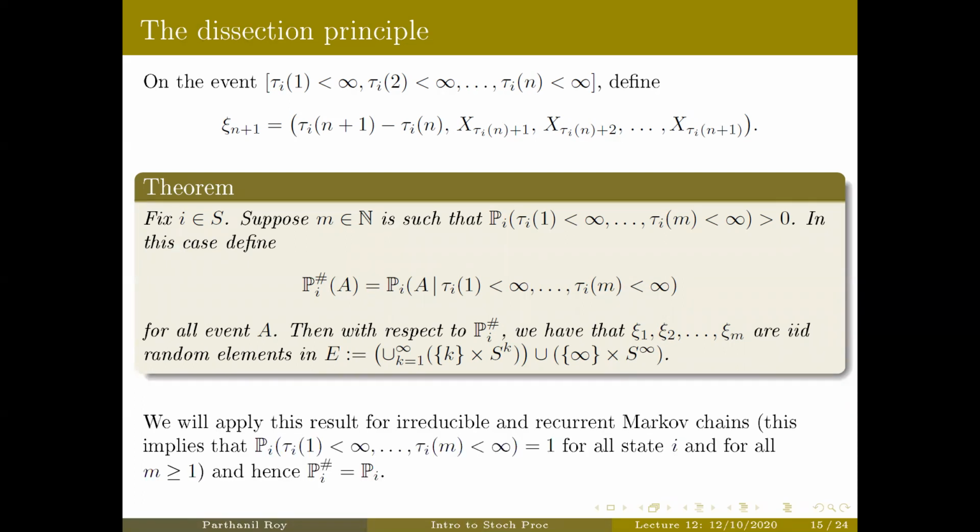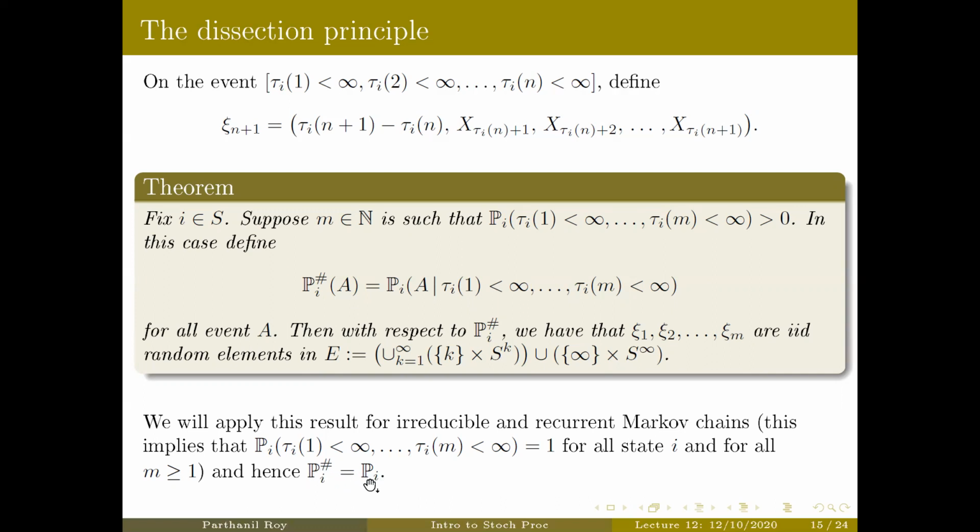in the sense that the most useful case is the case when the Markov chain is actually irreducible and recurrent. Now, what do I mean by that? Okay, let's not go into the definition, but it will imply that for every state I and for every positive integer m, this probability, starting from I, of the first m return times being finite will be 1. So all of these probabilities are not just positive, they're all going to be 1. And therefore, this conditional probability would be same as the unconditional probability pi.